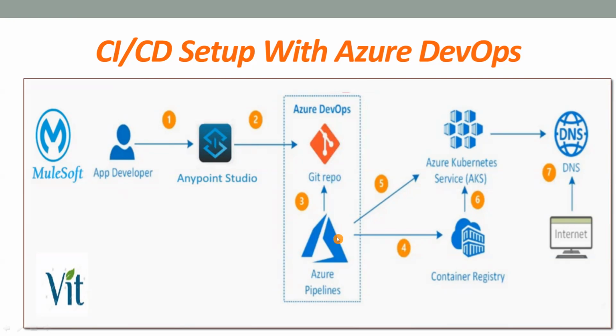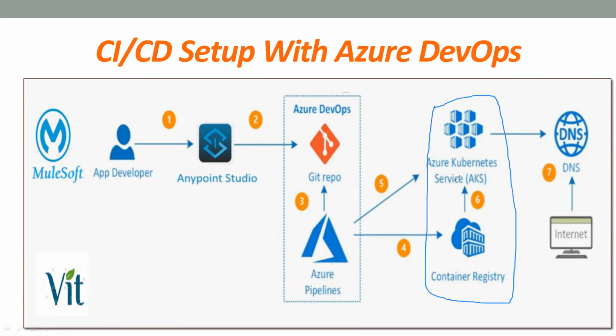Then we are going to create Azure pipelines. This is very, very important. Earlier, I think we talked about Jenkins, right? Jenkins pipeline. The same way, here we have Azure pipelines. Then, if you see here, we have container registry and AKS in this picture.